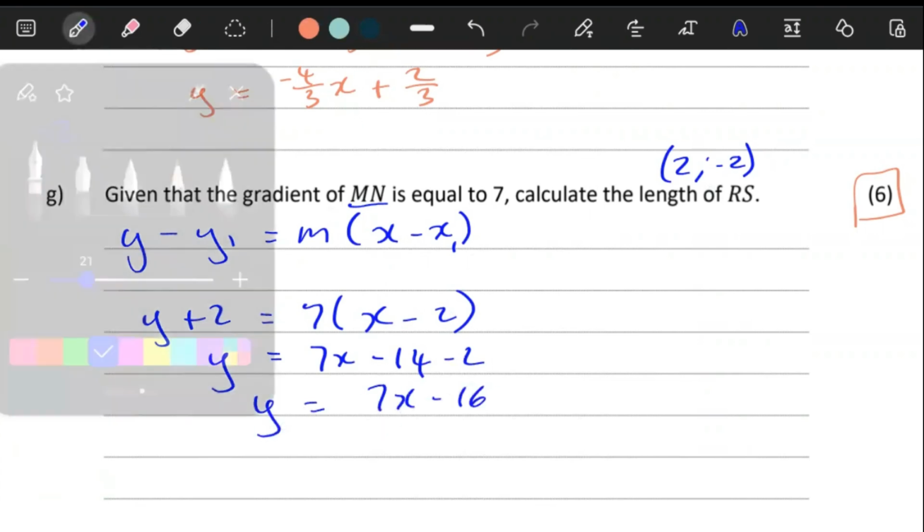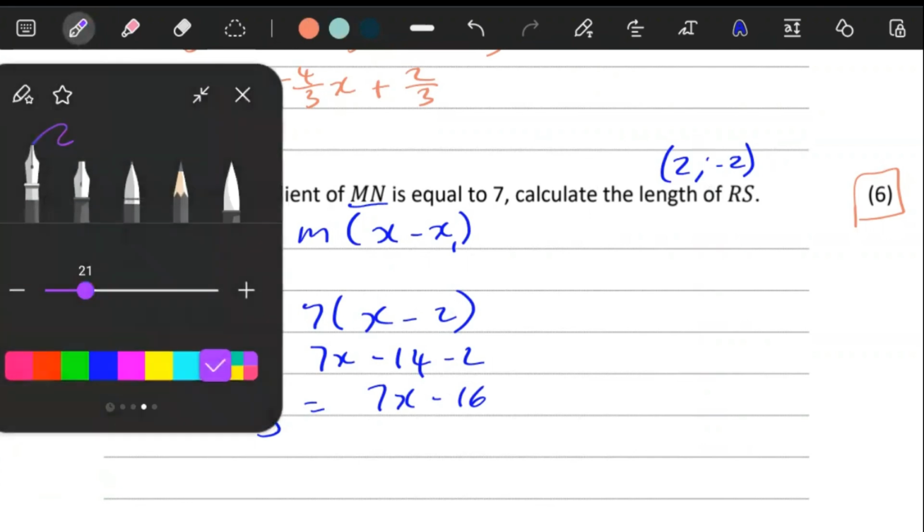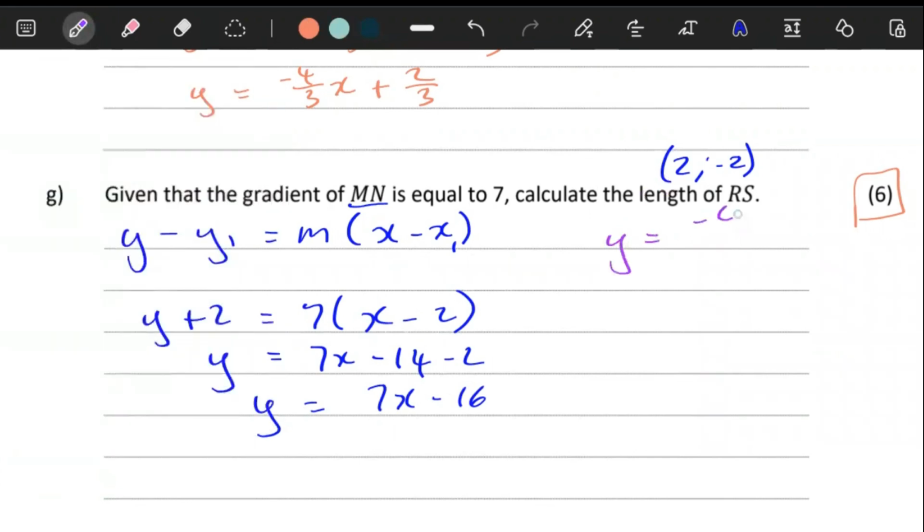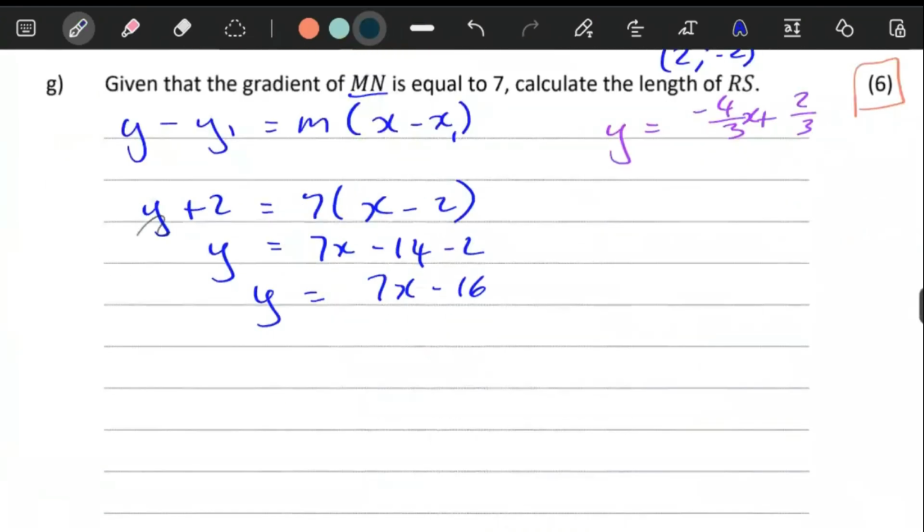So we want to get the two x-intercepts of our equations, right? So that we can get the distance of RS. For the x-intercept here, you have to make y as 0. Making y as 0 here, positive 16. Divide both sides by the 7, it's 16 over 7.